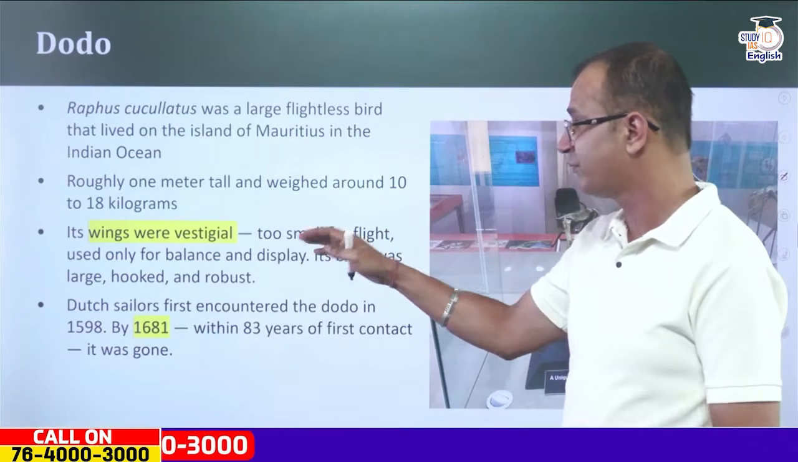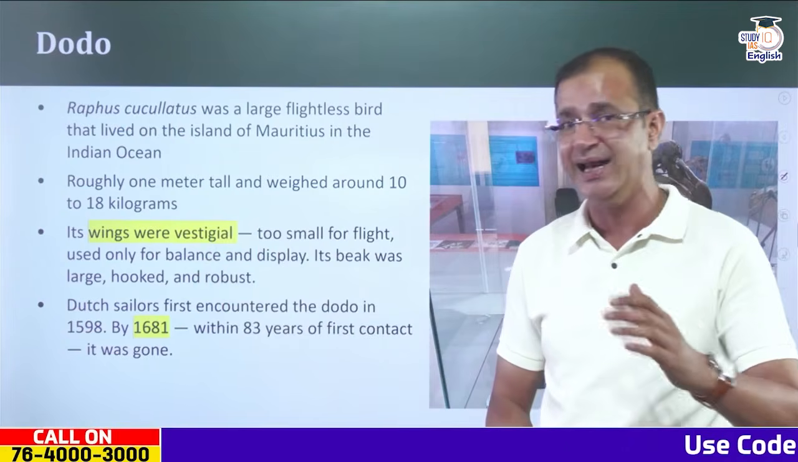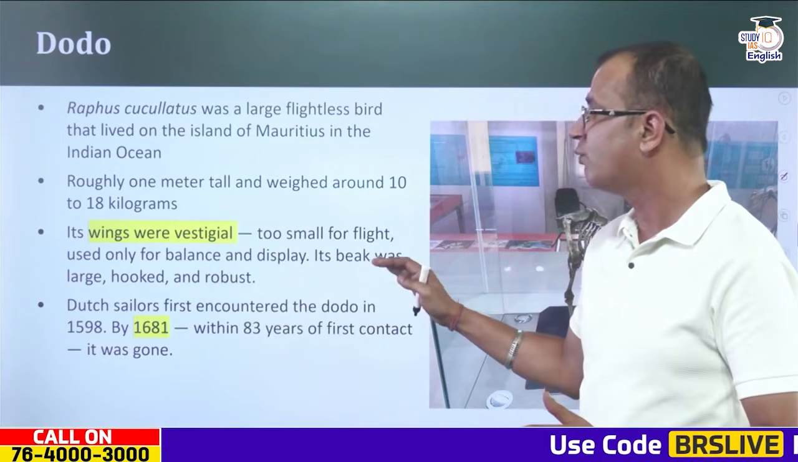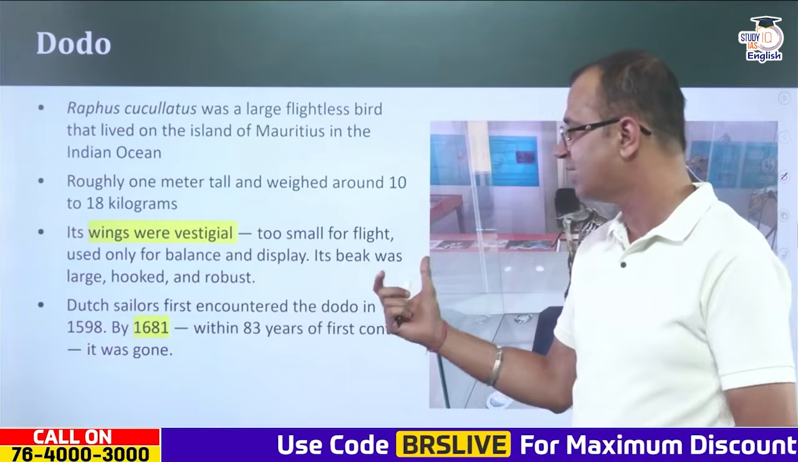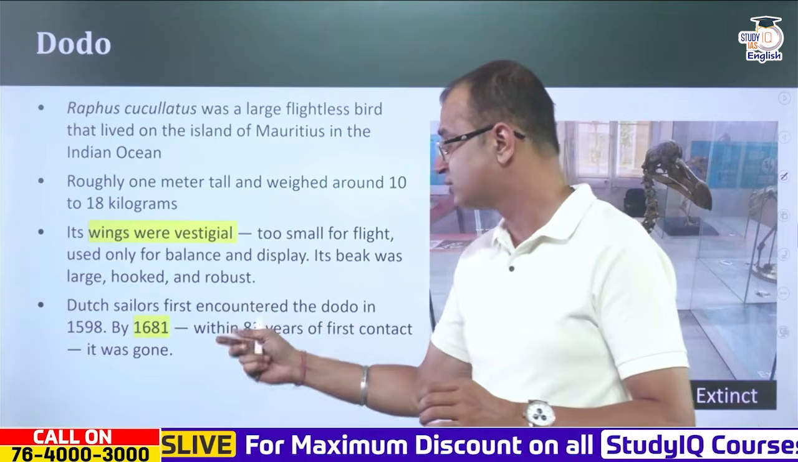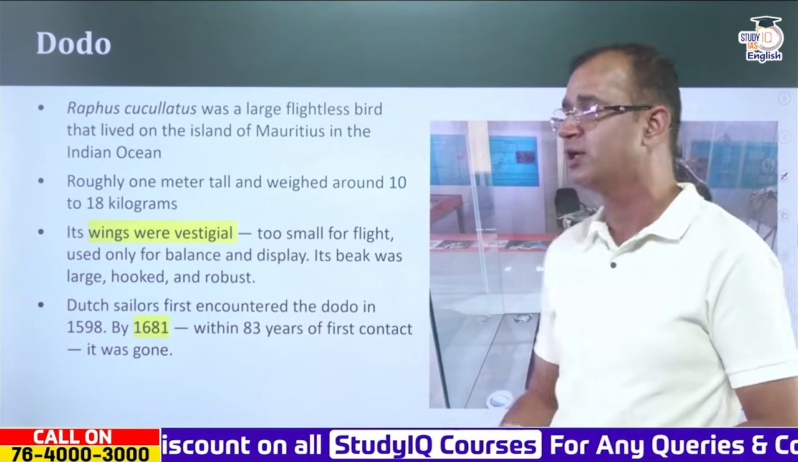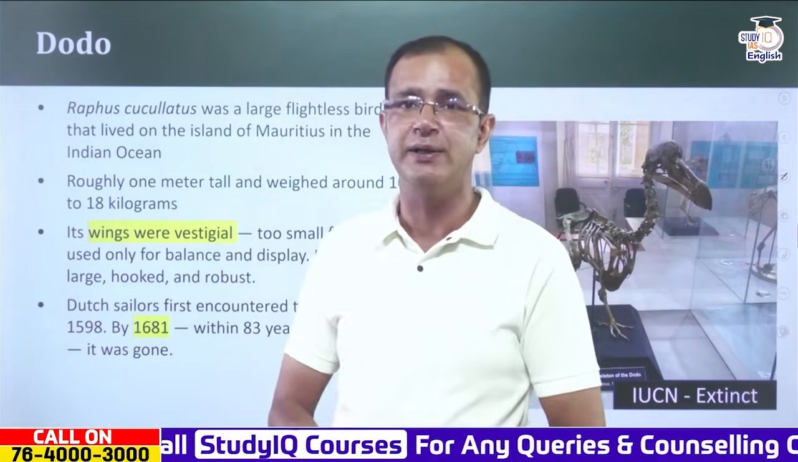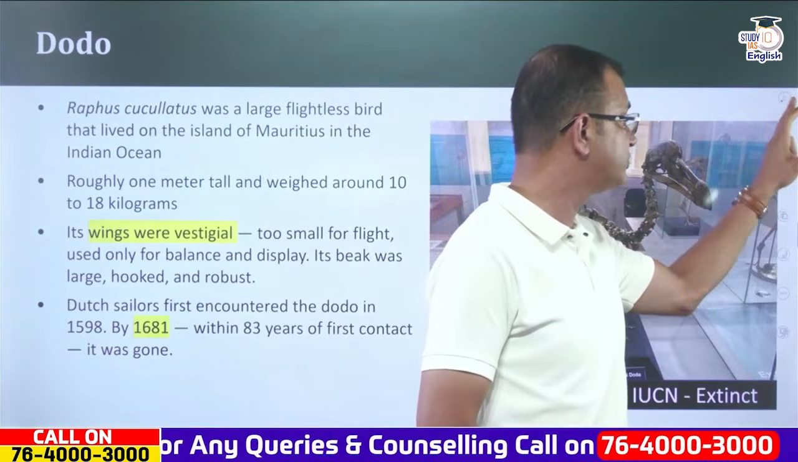It was too small. The wings were very small for flight. At the same time, they were used only for balance and display. The beak was large, hooked, and robust. The Dutch sailors first encountered the dodo in 1598, and by 1681, within 83 years of first contact, the dodo bird was completely gone. And again, the status was changed to extinct by the IUCN.